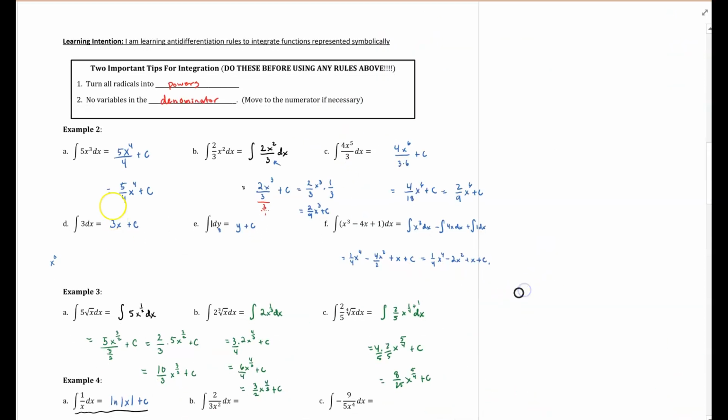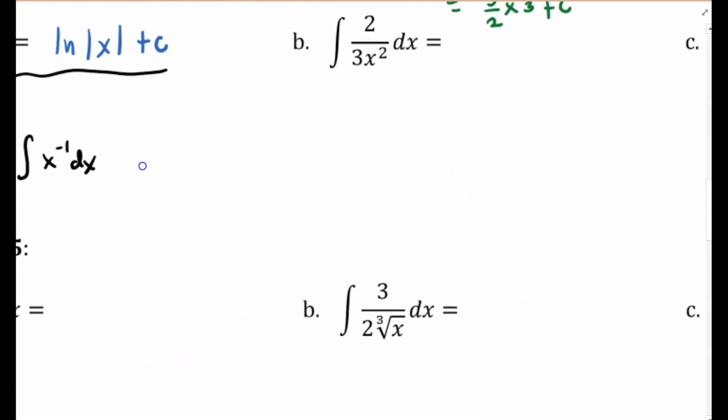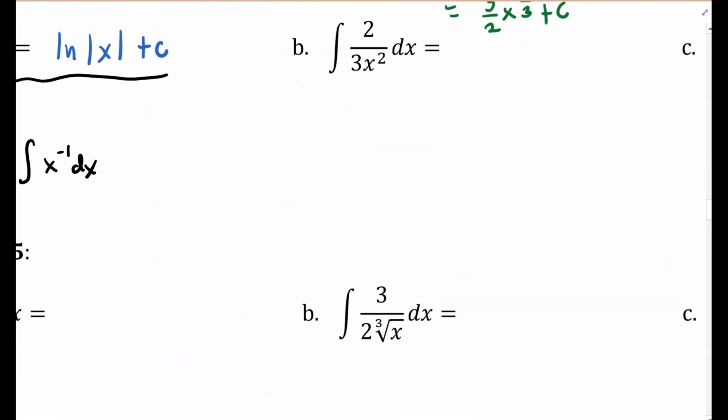Okay, so B. Let's go ahead and start applying this. We have 2 over 3x squared. So what I'm going to do first is rewrite this. This is the integral of 2/3 x to the power of negative 2 dx. I just moved up the power with the negative exponent property, and now I'm going to go ahead and integrate. So my power increases by 1.